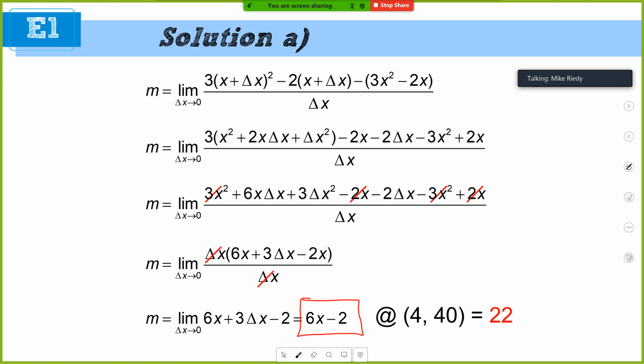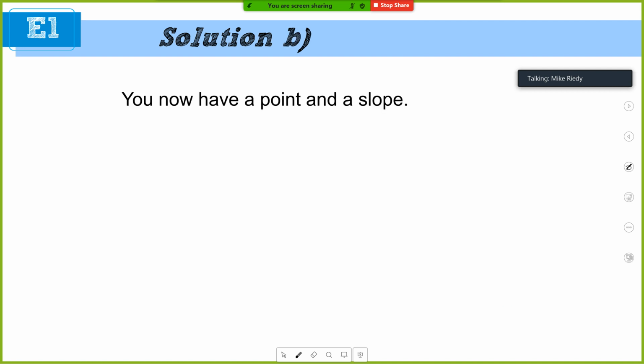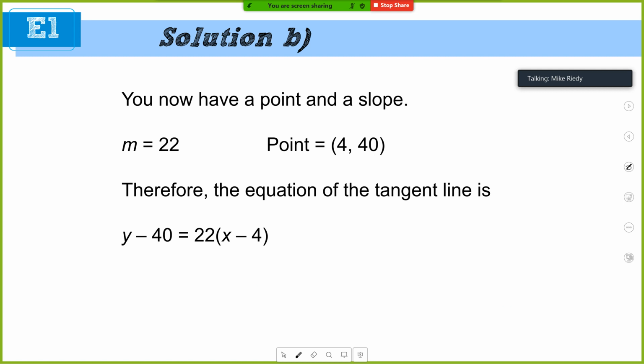Then part B says, well, what's the slope of the tangent line? 2 things for the equation of a line: a point and a slope. Here's my point, 4, 40. Here's my slope, 22. Put that together into that equation. If you change the point, then you change the point and you change the slope.